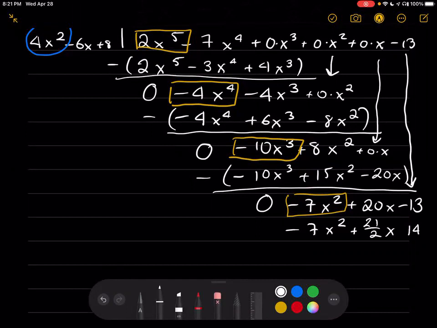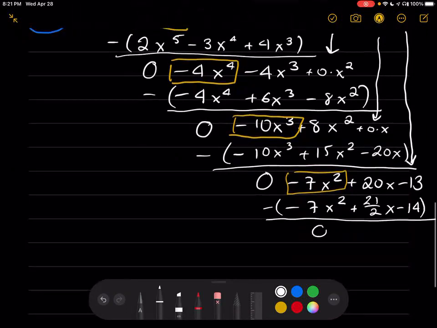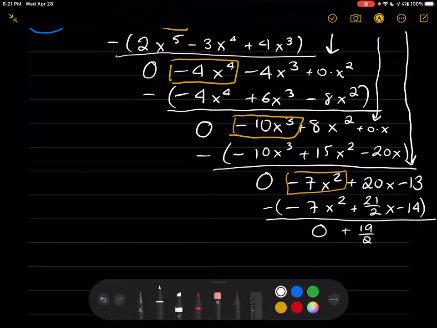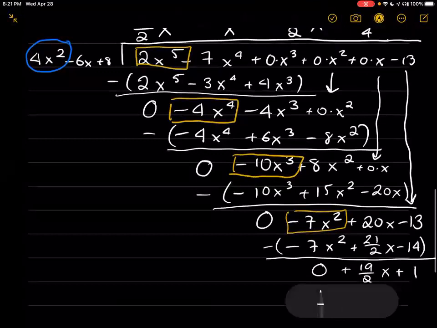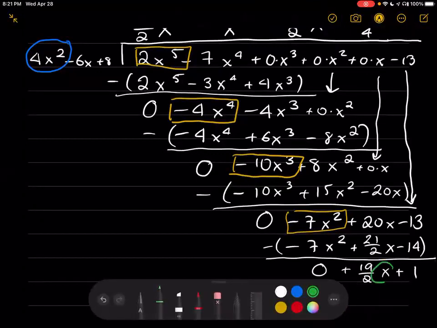My bad. Same thing, parentheses, subtracted away. That's a 0. Excellent, excellent. And I think this is going to be plus 19 over 2x plus 1. Okay, so now the process stops. The process stops because down here we have an x, and up here we have an x squared. And whenever the thing that you're working with down here drops a power below your divisor, the process terminates, that's going to be your remainder.